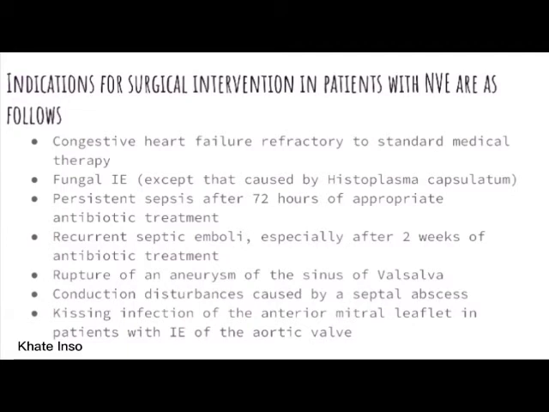Also conduction disturbance caused by septal abscess. And lastly, kissing infection of the anterior mitral leaflets in patients with endocarditis of the aortic valve. So for the overall treatment, patients with endocarditis are treated with antibiotics. Some may need surgery to fix or replace the valve, or to clean up any remaining signs of infection.